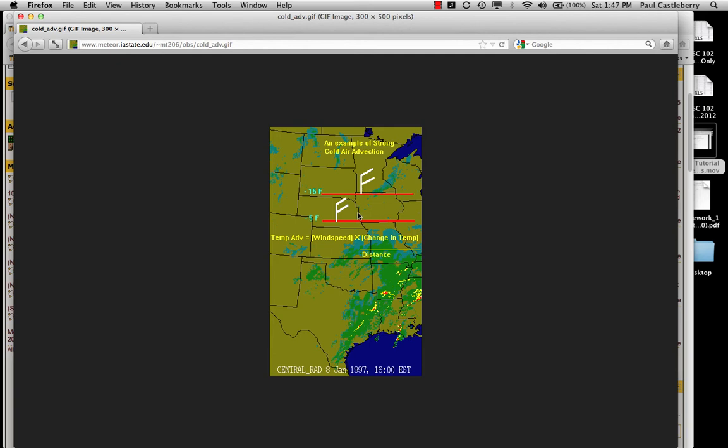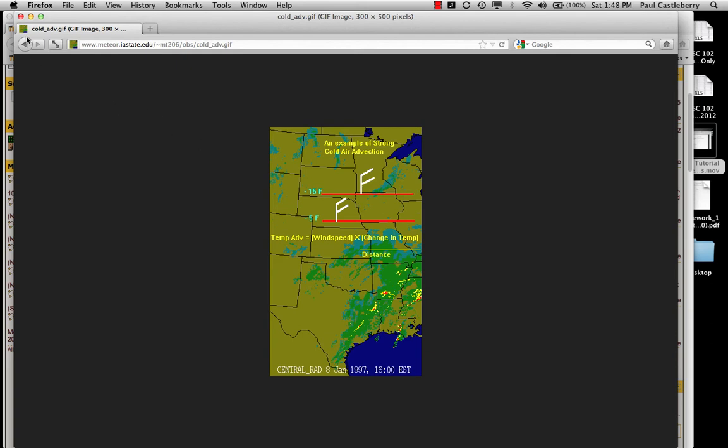Now keep in mind, you don't have to have your isotherms oriented north to south. You can have isotherms oriented west to east. If I could draw on here, you could have a -5 isotherm here, a -15 isotherm here, and if you have a westerly wind, then you're bringing in warmer air.